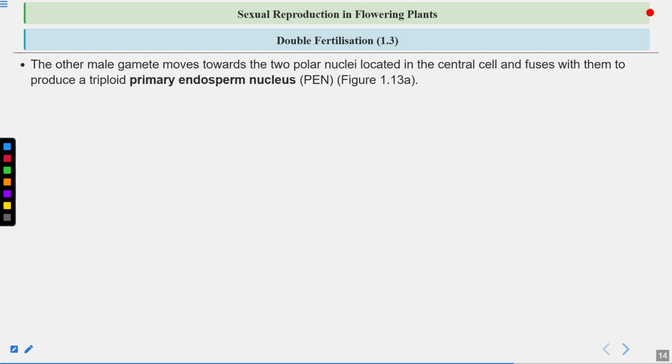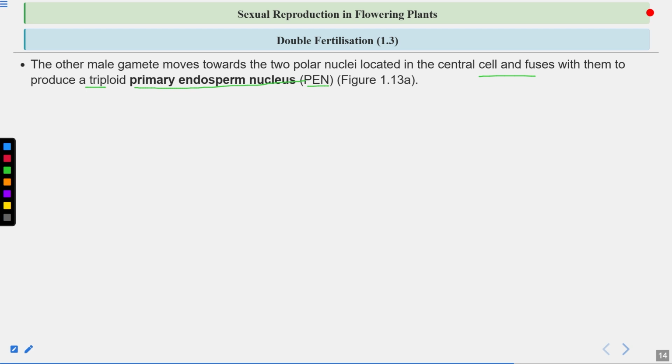Now the other male gamete moves toward the two polar nuclei located in the central cell and fuses with them to produce the triploid primary endosperm nucleus, PEN. This is called triple fusion. Two times the male gamete and the female gamete fuse together. And that is why syngamy and triple fusion together are called double fertilization.